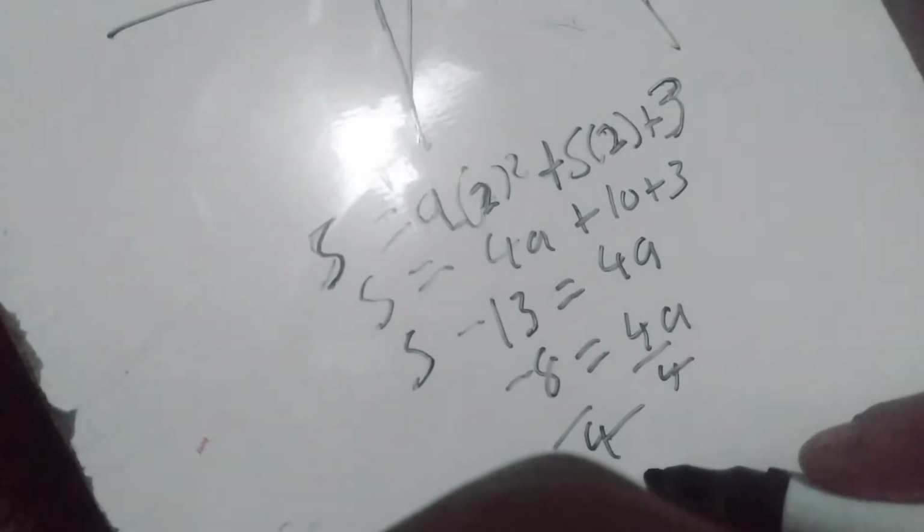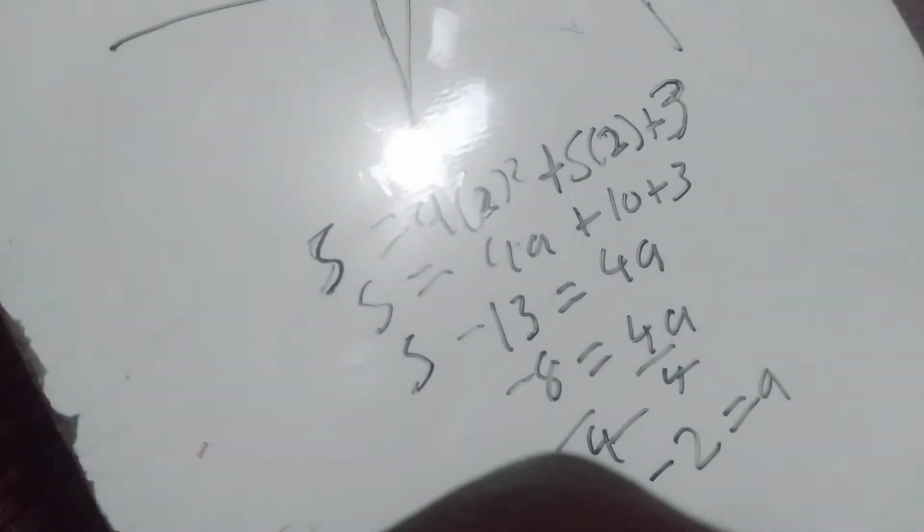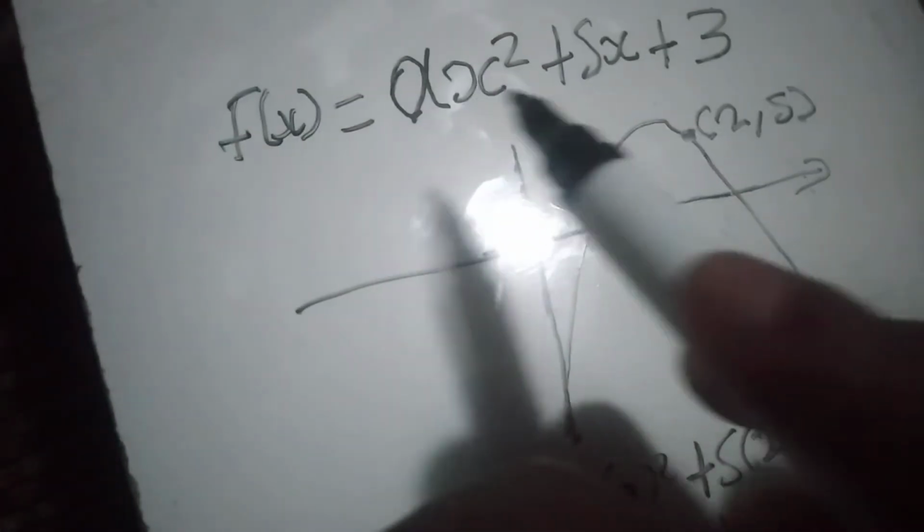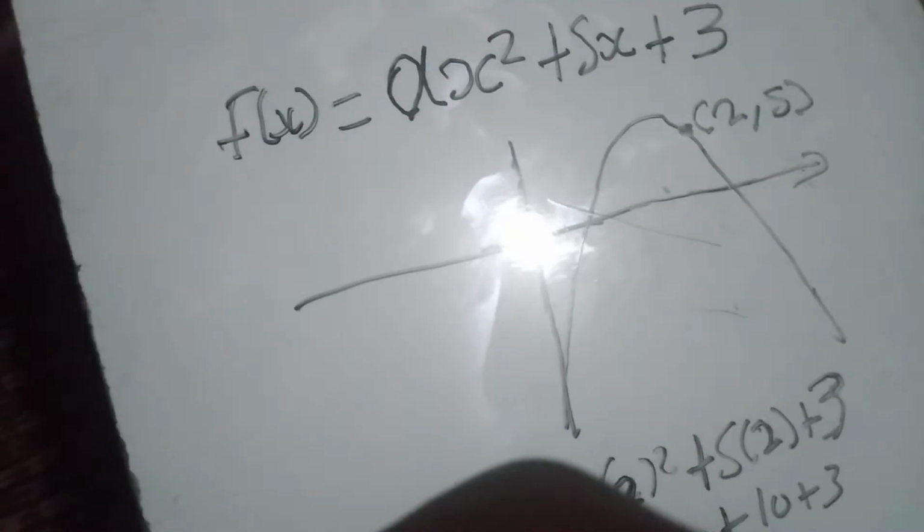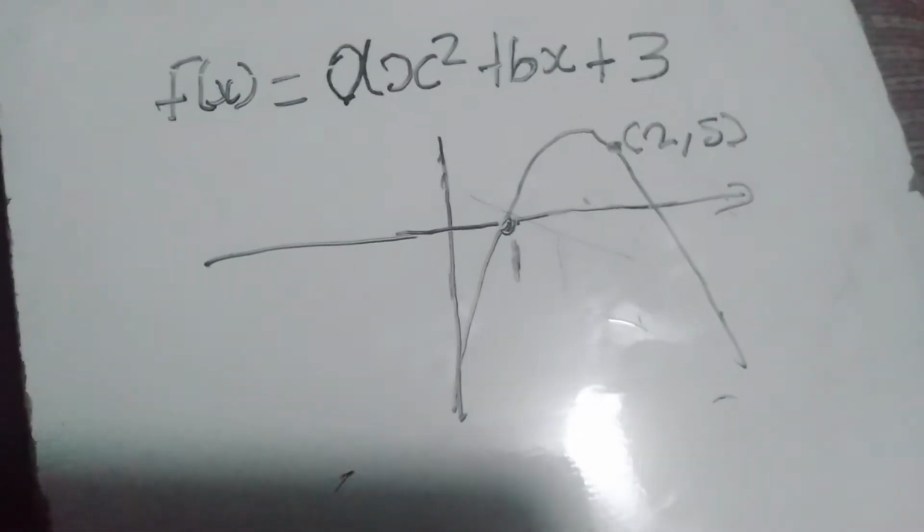So we're going to get negative 2 actually is equals to a. So we found our a, it's that easy. So whenever there is one unknown, all you need to do is to substitute the given point in order to find it. Here is another example.